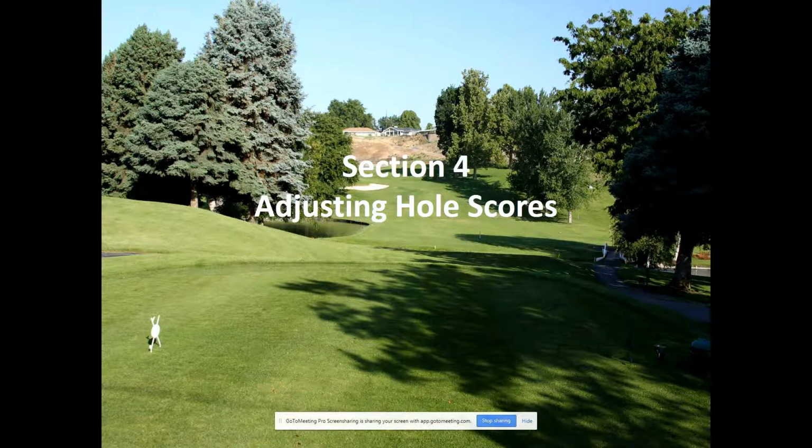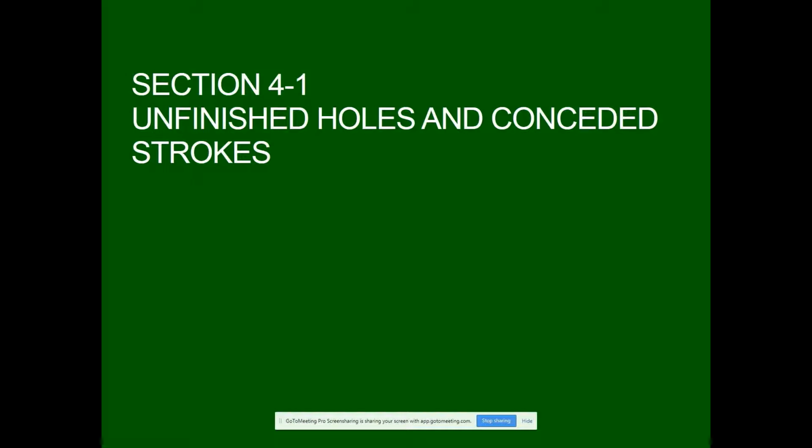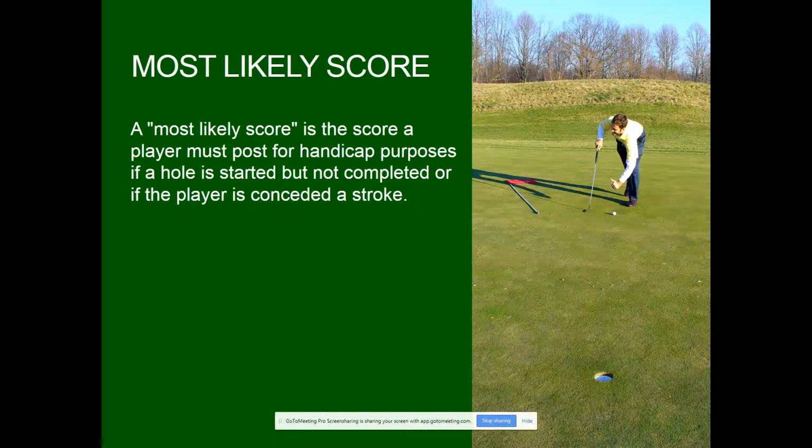All right, moving on to section 4, adjusting hole scores. So 4-1 is addressing unfinished holes and conceded strokes. Let's say you had a match and somebody said, yep, just pick it up, you're good. Or you start a hole and you say, you know what, I'm just done because weather's coming in, but you already started the hole. What do I do?